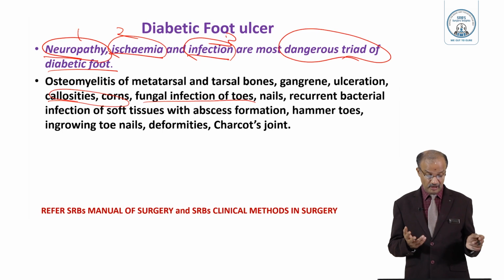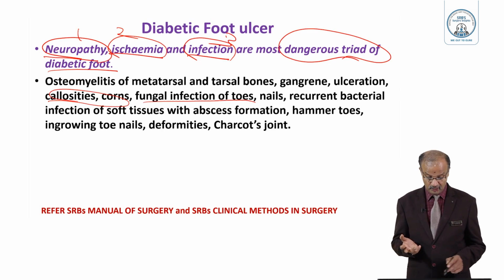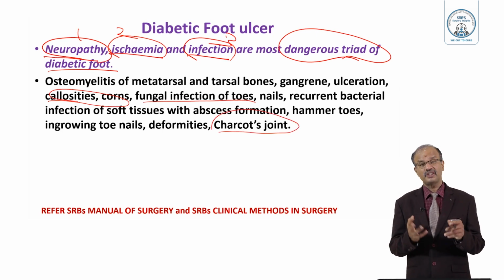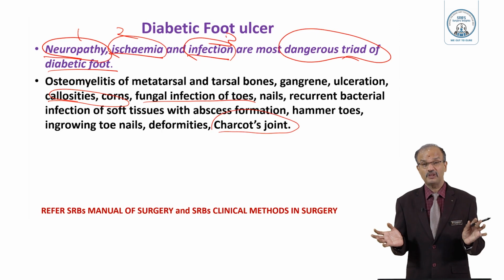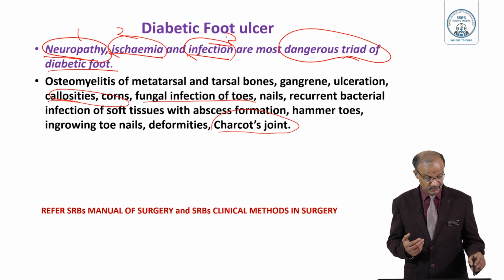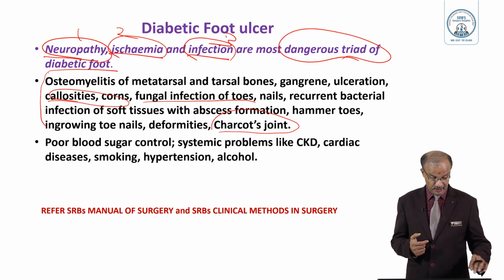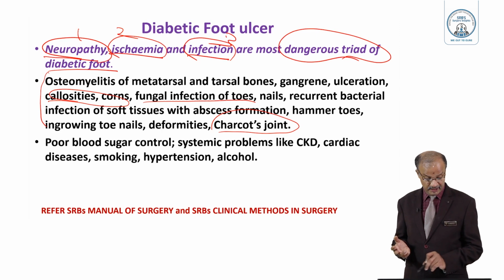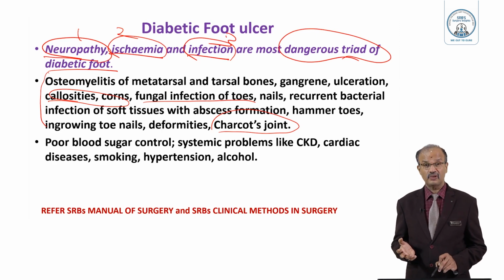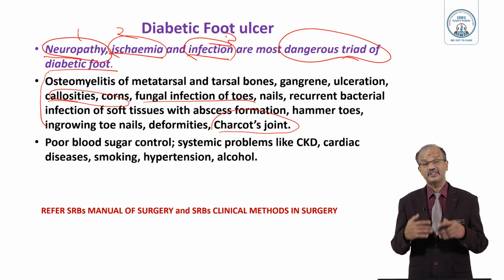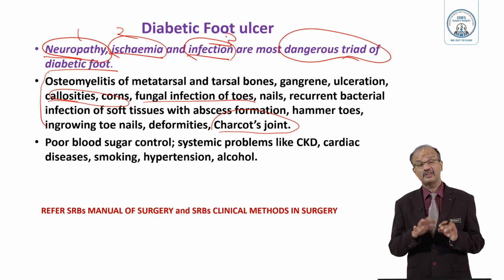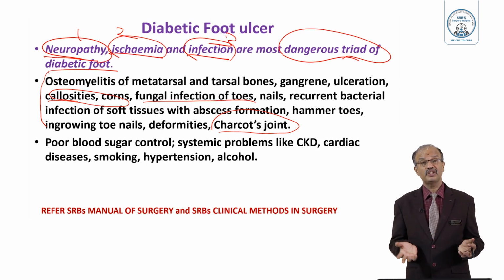Nails, recurrent infections, abscess formation, hammer toe, Charcot joint is destroyed, the joint has lost its control, especially the ankle joint. In such a situation, you may have to do amputation, below knee amputation, Burgess amputation. So all these things commonly happen, very, very difficult to manage, remember. And poor blood sugar control, systemic disease, CKD, cardiac disease, smoking, hypertension, alcohol, which add systemic problems to prevent the healing and promote the destruction of the foot as such.